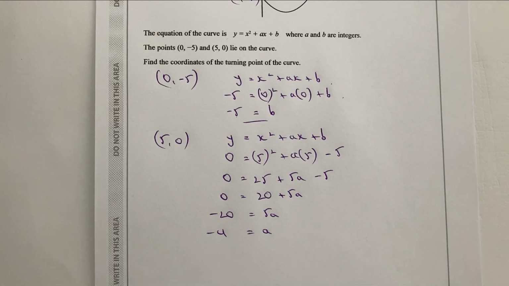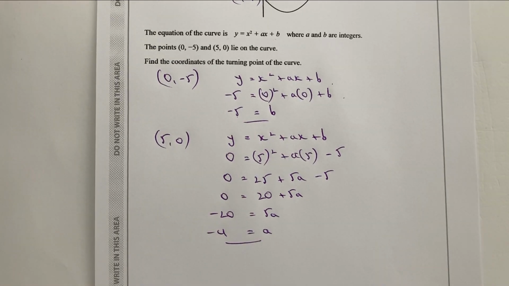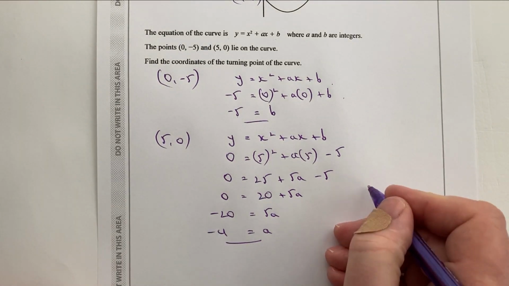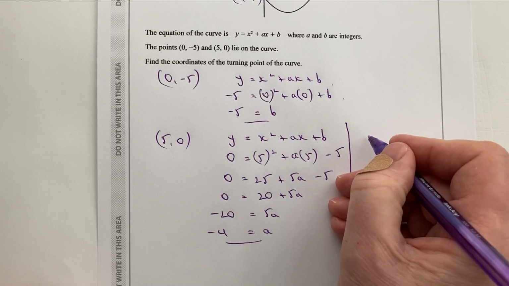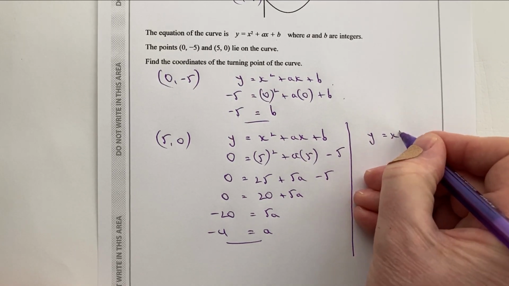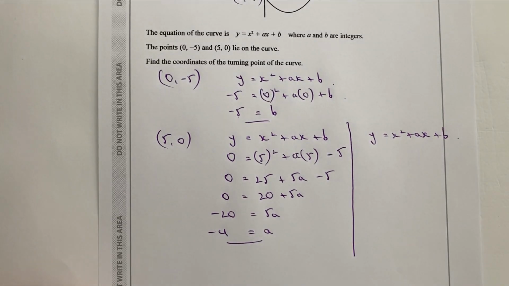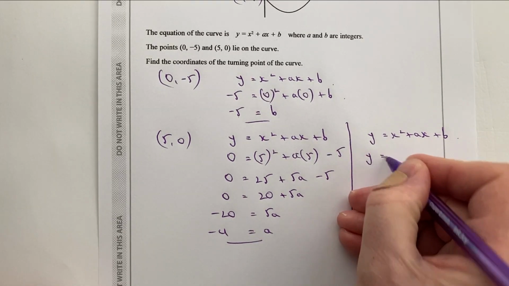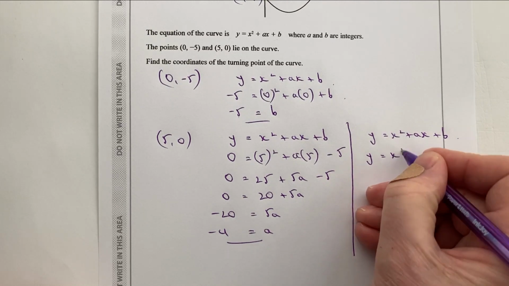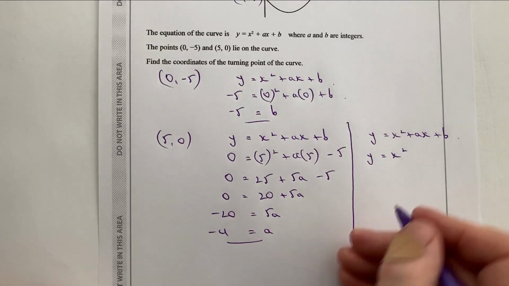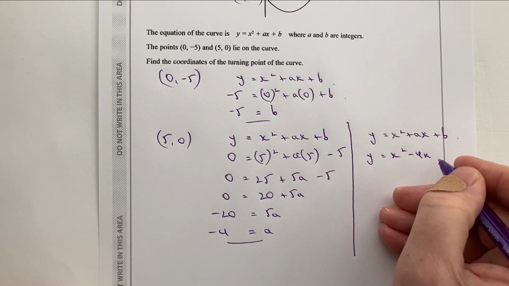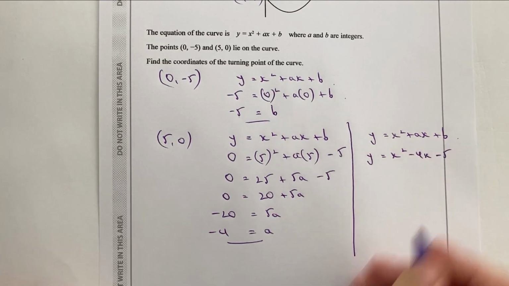Hopefully now I can rewrite my equation, because I've got my two values of A and B. And that's what I'm going to do. Rather than just the line down here, y equals x squared plus ax plus b, I've got my values, so I can write that now as y equals x squared. Now, a is minus 4, so minus 4x, and b is minus 5.